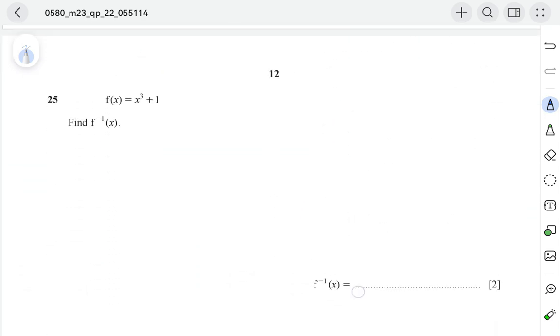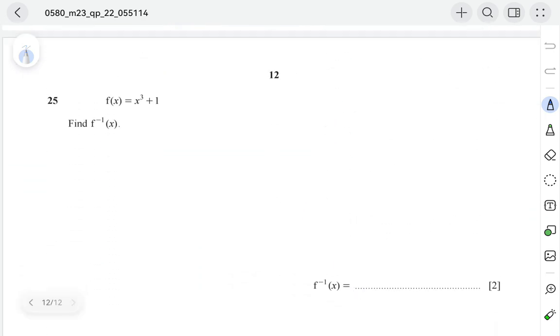Moving on to the final question of our paper, we have to find the inverse of a function. To do this, let y be f of x. y is equal to x cubed plus 1. Now we want to make x the subject. So move 1 to the other side, and the cube becomes a cube root.